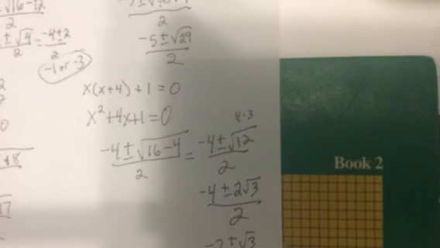Now, does 2 go into both terms? Has to go into both, or I can't divide. And it does. So negative 2 plus or minus square root of 3 over 2. Now, Monday, we're going to do this again, and then we're going to move on to parabolas.